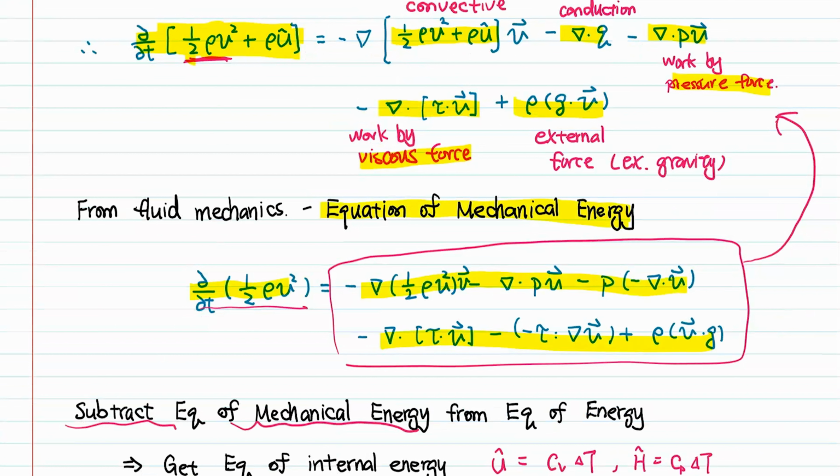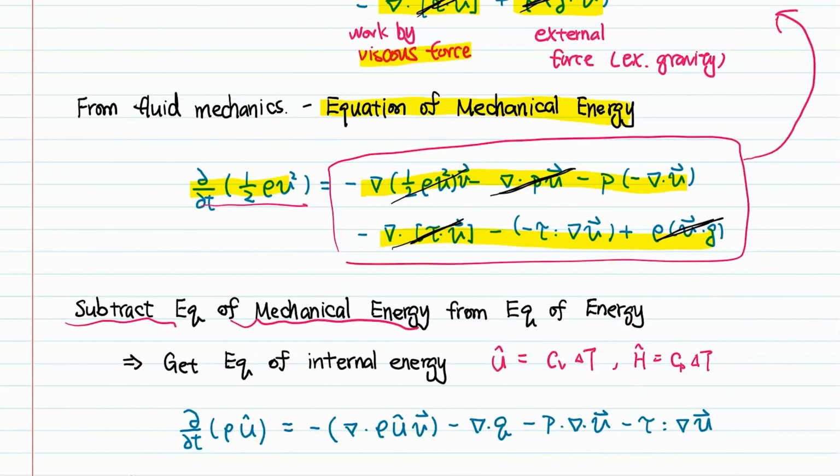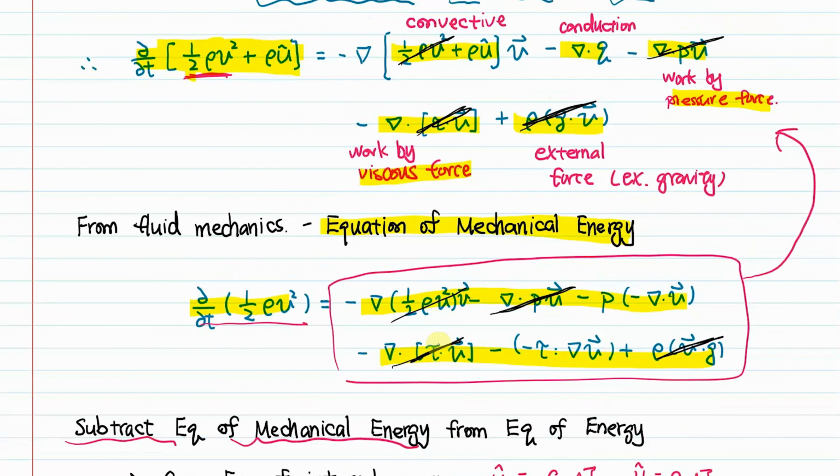So if we do that, you can see that some terms will be canceled out. Let's take a look at what terms are canceled out. The convective transport of mechanical energy will be canceled out. The work by pressure force will be subtracted. The work associated with viscous force also will be subtracted, and also external forces. So at the end, we've canceled out 3 terms. So 1, 2, 3.